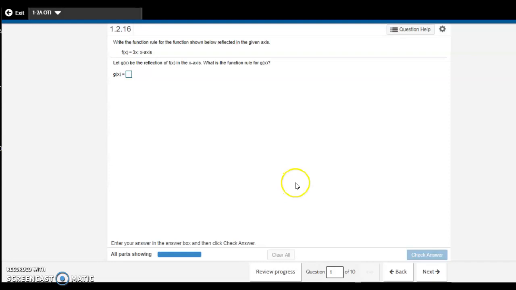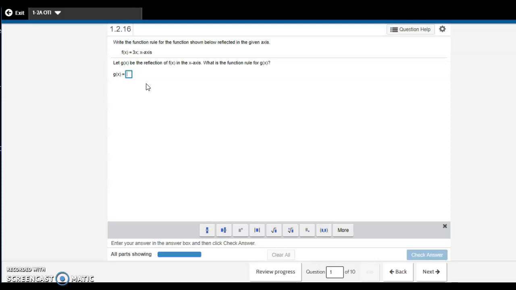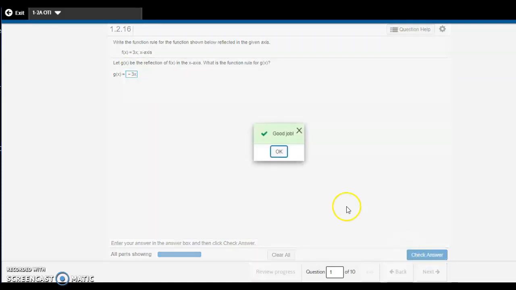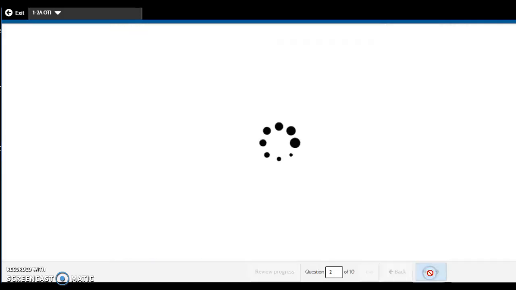All right, so I want to give you just a little tutorial with using some of this Savvis, some of the assignment stuff we're going to use here. So this is just a question from today's. It wants us to take this equation and reflect it over the x-axis. So what we learned was for the x-axis, you just have to multiply the equation by -1. So this was just going to be negative 3x. Nothing crazy there. So it should be good. Good job, Mr. Miller.